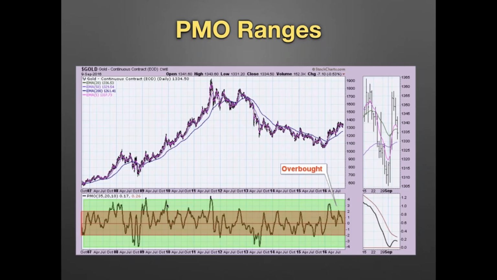And the way you can get the range is simply by moving out your time period to about 7 years, 7 to 10 years. Even 5 years will give you a pretty good understanding of the range of the PMO, so you know whether you're overbought or oversold.